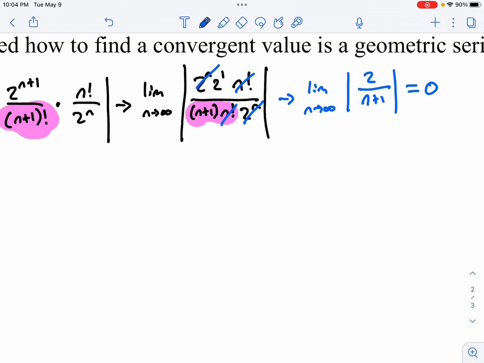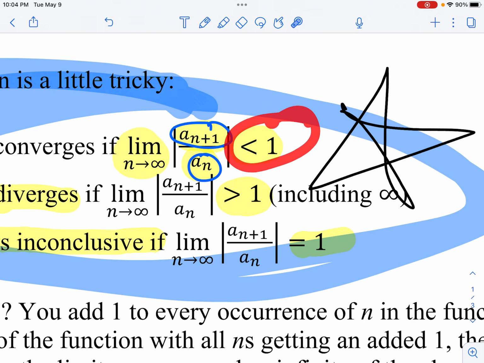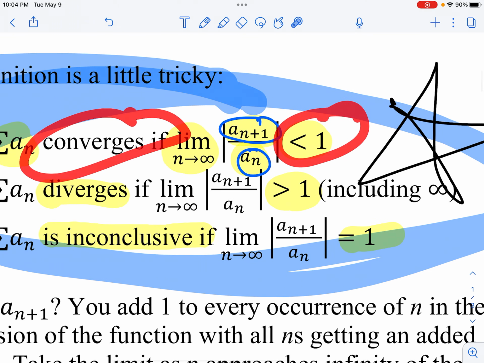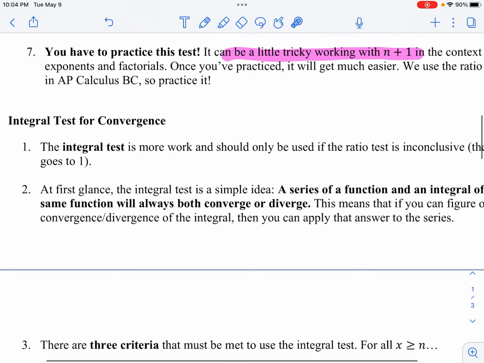So that's 0. Now, what does that mean? Well, let's go back up to our ratio test rules. Right here, if the limit is less than 1, then it converges. So that means our series converges. So that converges by the ratio test, since our limit was less than 1. It was 0, but that's less than 1, so that works. All right, a little tricky.